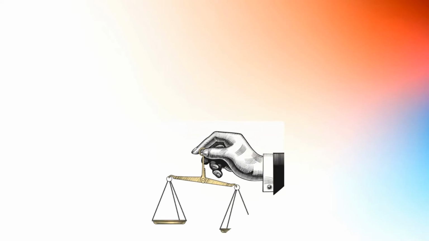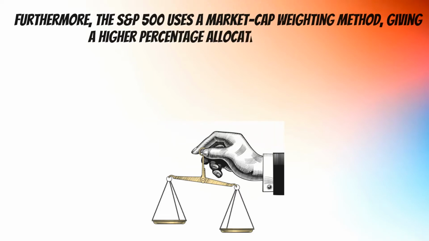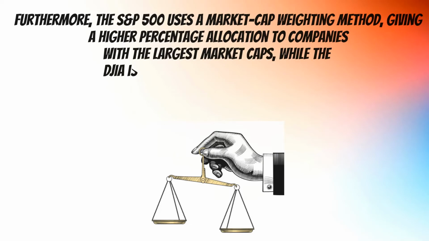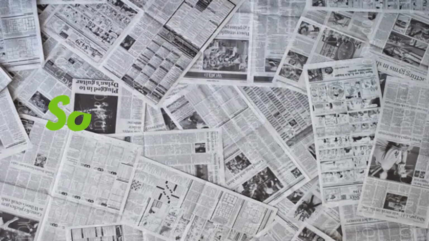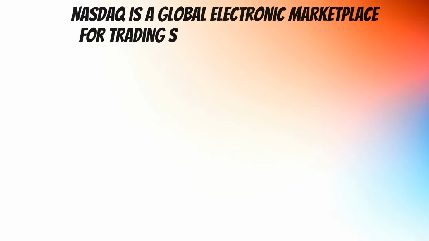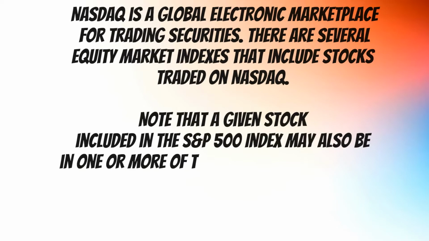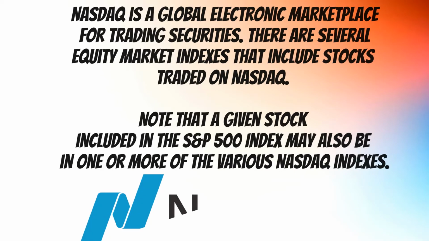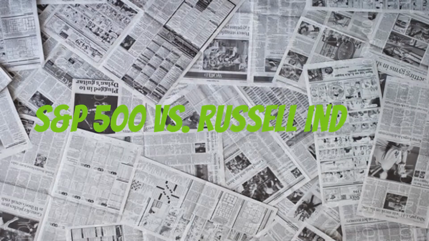Furthermore, the S&P 500 uses a market cap weighting method, giving a higher percentage allocation to companies with the largest market caps, while the Dow Jones Industrial Average is a price-weighted index that gives companies with higher stock prices a higher index weighting. The Nasdaq is a global electronic marketplace for trading securities. There are several equity markets that include stocks traded on the Nasdaq. Note that a given stock included in the S&P 500 index may also be in one or more of the various Nasdaq indexes.